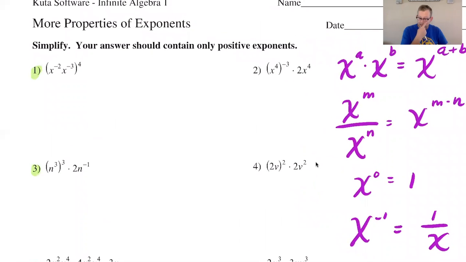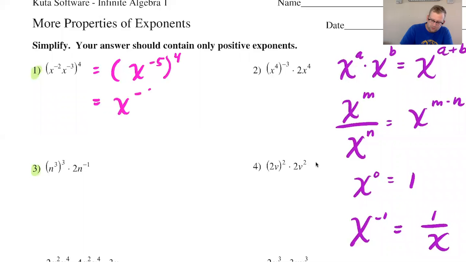So in number 1, I have x. Both of these terms have an x, so what I can do is add the exponents. -2 plus -3 is -5. And then I have x to the -5 to the 4th power, so I'm going to multiply those two numbers, and I get x to the -20.